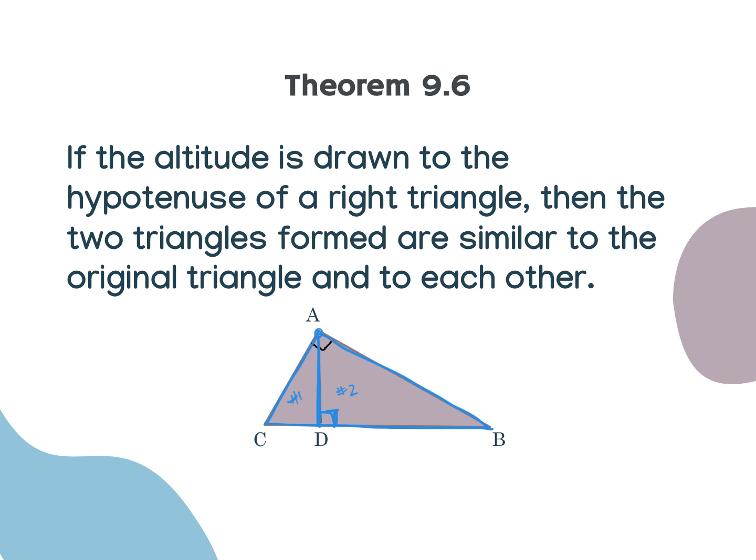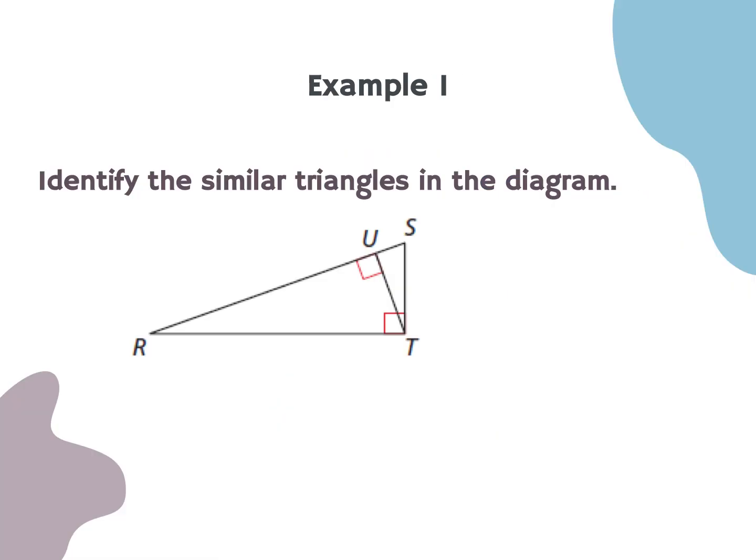Now remember, if the triangles are similar, their corresponding angles are going to be congruent and their corresponding sides are going to be proportionally equal. So we can use that to find missing sides. So the first thing we might ask you is to identify the similar triangles in this diagram.